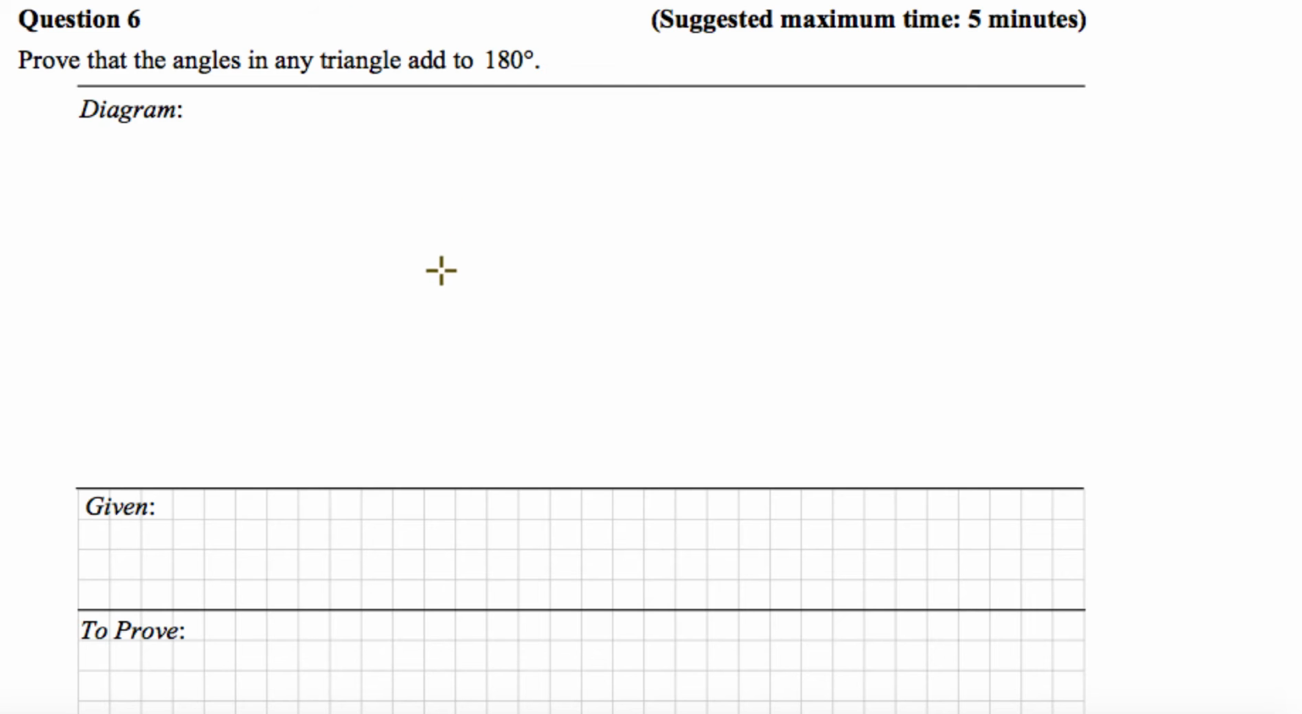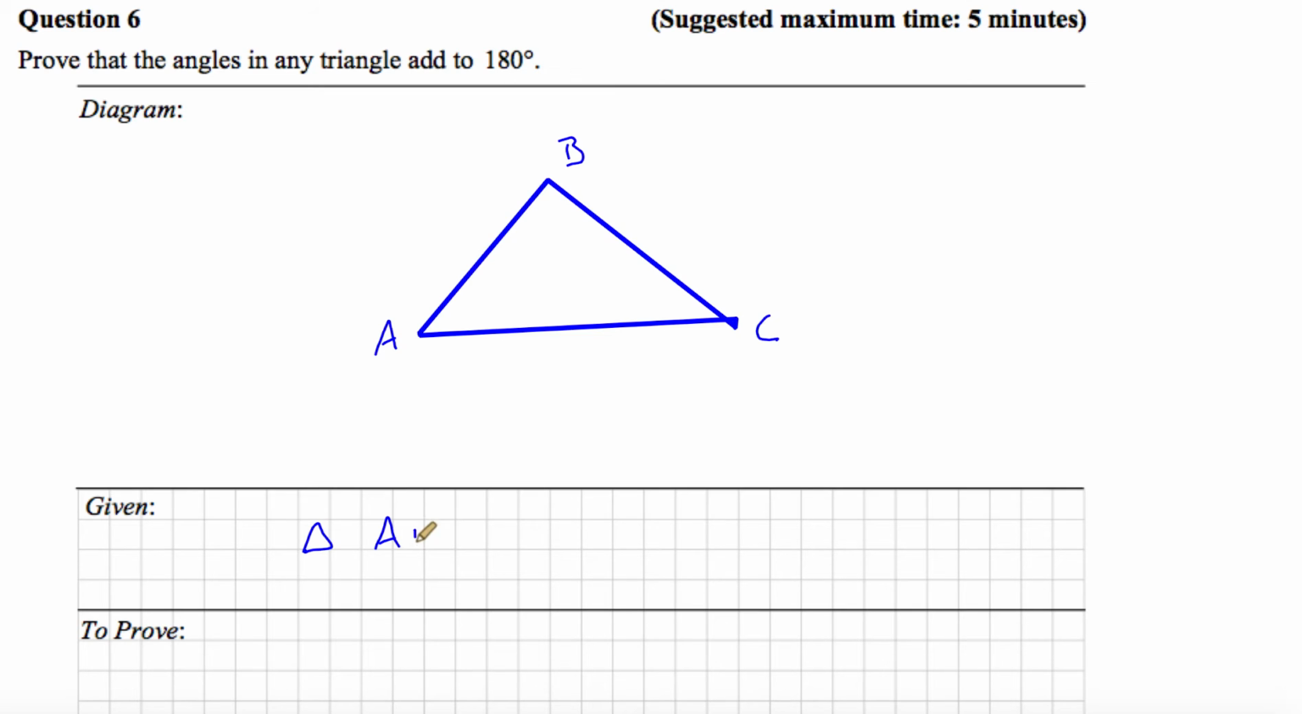So the first thing we do is we're going to draw our diagram. With a question like this, you should be given a triangle like so. So if you're given a triangle, call it A, B, C. So you're given triangle ABC, and you have to prove that the three angles add up to 180.